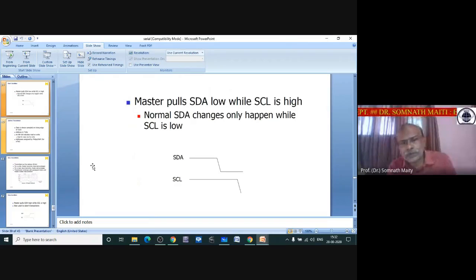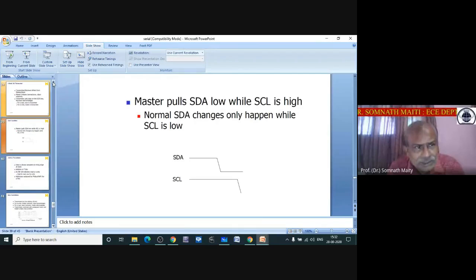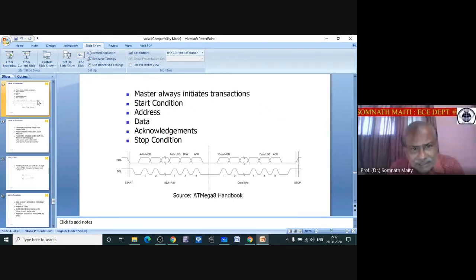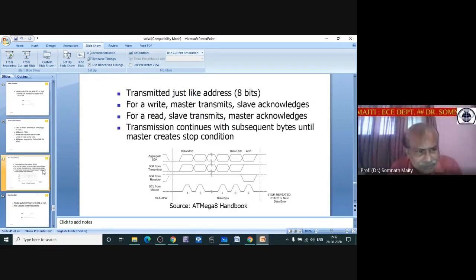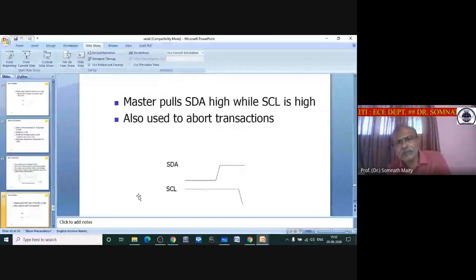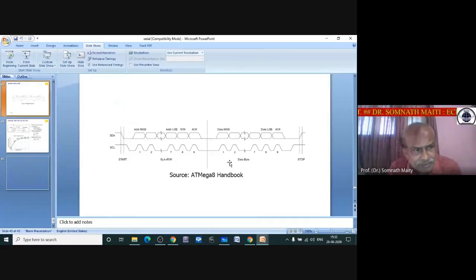Master pulls the SDA line low while SCL is high. That's what I have shown you in the beginning. It pulls low when SCL is high. Master pulls SDA high while SCL is high, also used to abort a transaction. So low to high means stop. This is to abort transmission.